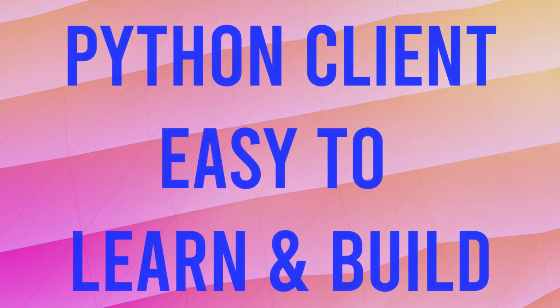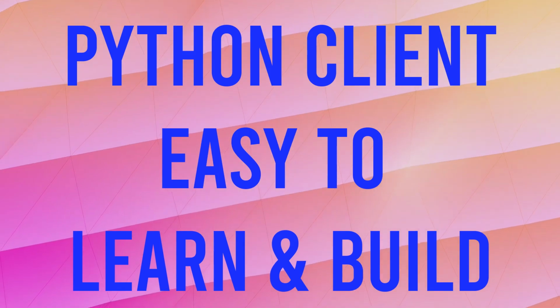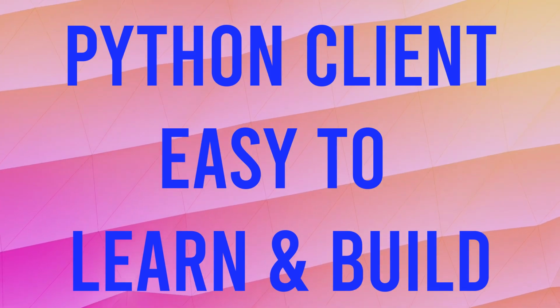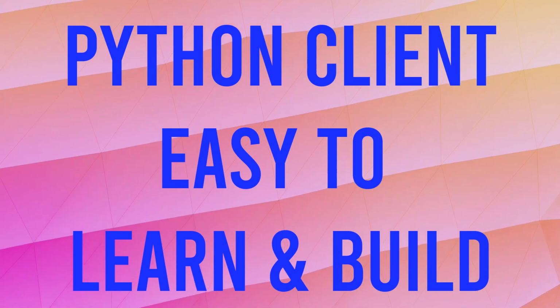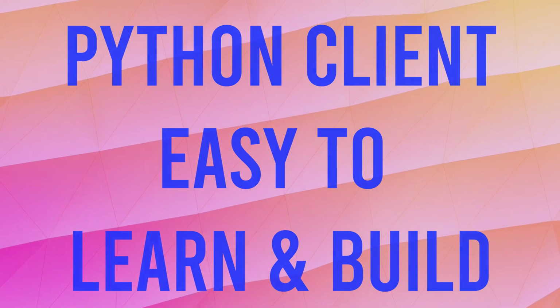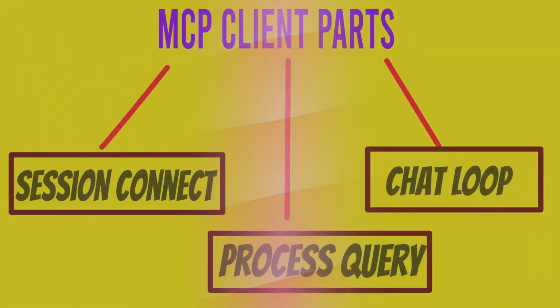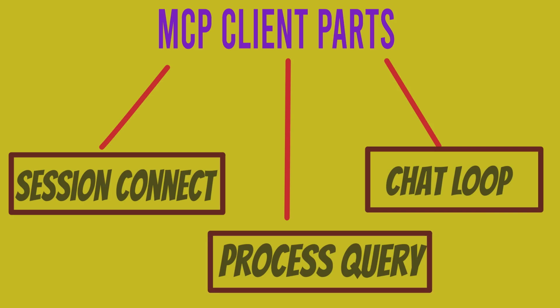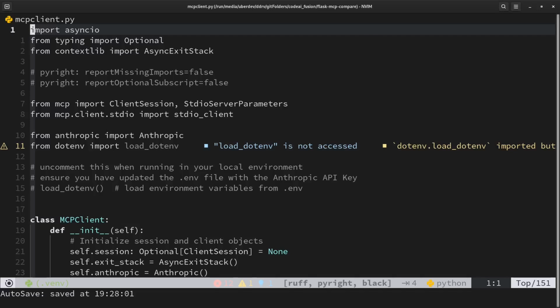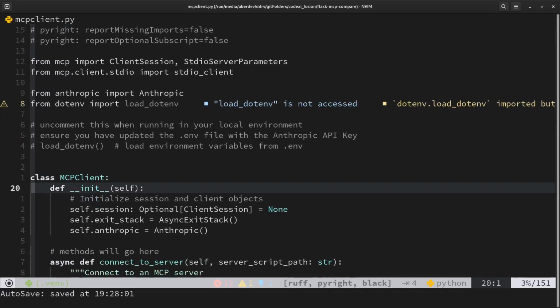Let's keep it simple and explore how the Python-based MCP client works. While many of the clients listed in the docs focus on making usage easier, the Python client makes it easy to learn how things work. At its core, the client does three things: establishes a session with the server, processes user queries, and runs a chat loop. The client methods are straightforward, and we'll walk through their logic now.